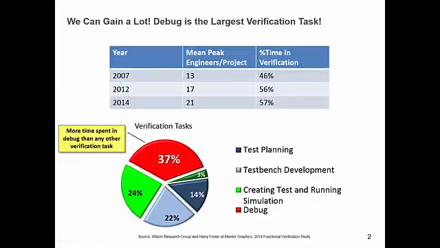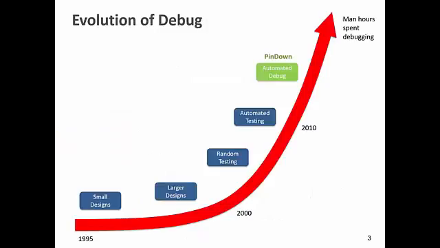Okay, so as you know, I think Mike also said some percentage figure. This is another percentage figure. There's a lot of debug going on. I'll just skip through this slide very quickly. This one comes from Harris Foster at Mentor Graphics, where he says the biggest verification task is debug, 37%.